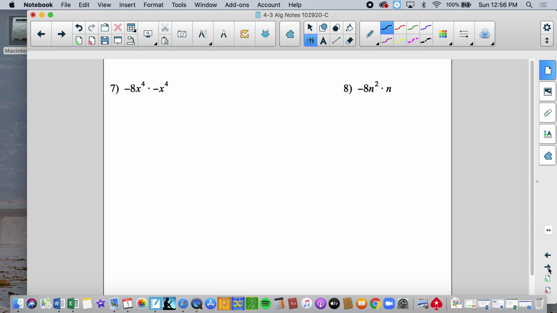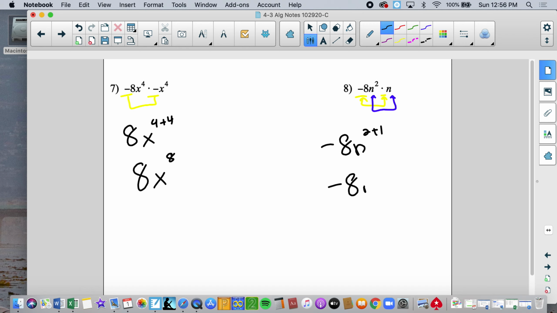Oh, I think there's more. Yes, that's interesting. Coefficients first. Negative 8, negative 1 gives me positive 8. X to the 4 plus 4, that's positive 8, x to the 8th. Positive 8, negative 8 times positive 1, n to the 2nd, n to the 1st, gives me negative 8 n to the 2 plus 1, negative 8 n to the 3rd.